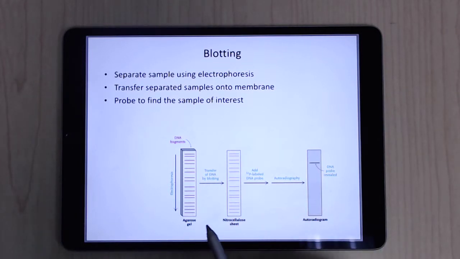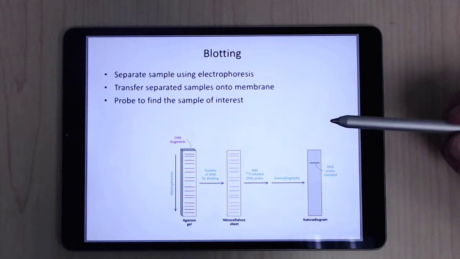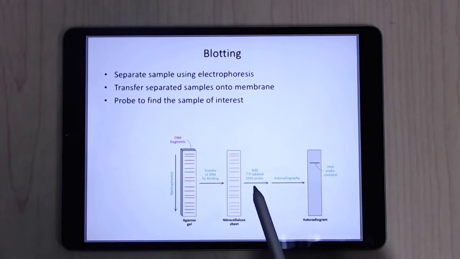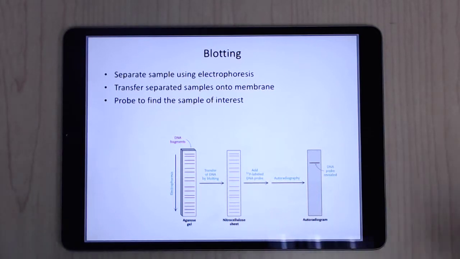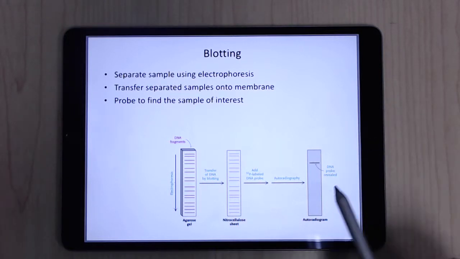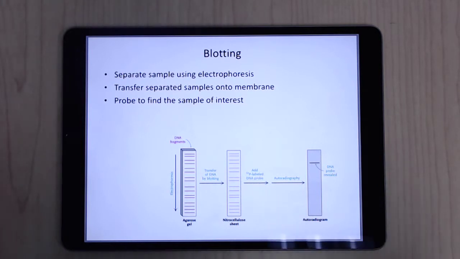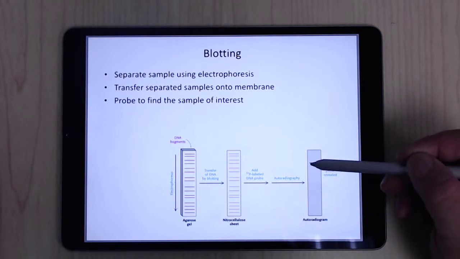If this was DNA, you could have a DNA probe that's radiolabeled with P32. That was the original way you could do it. You can also do it with fluorescence or things like that. With this probe, you know exactly what the sequence is. It's going to find its complement, and in this case, it's here.